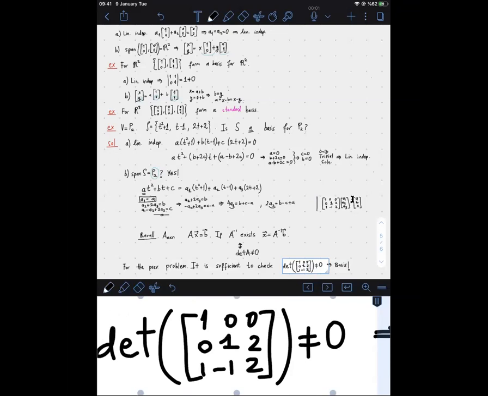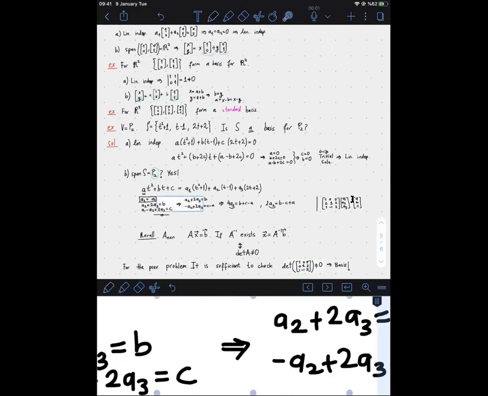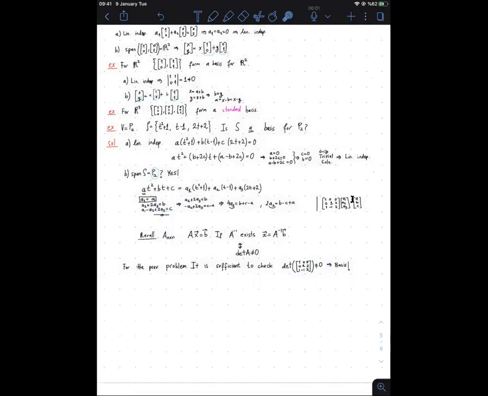Any questions, guys? So this determinant seems to be really, really useful. It saves a lot of time. Look at what we have done here. We did a lot of work here, but we could just simply look at the determinant of this coefficient matrix. That was it.